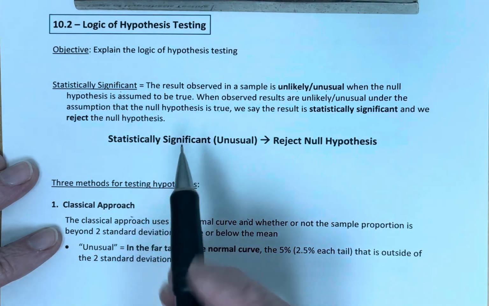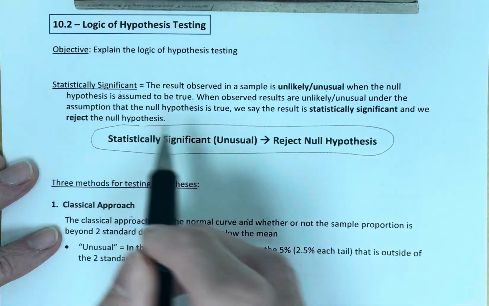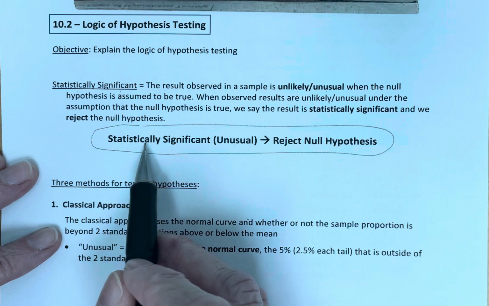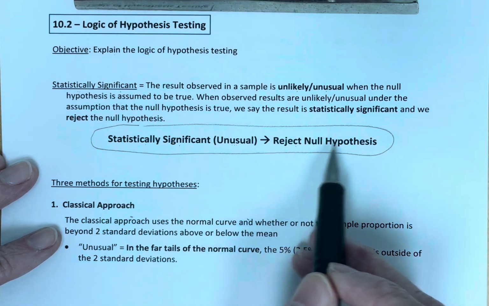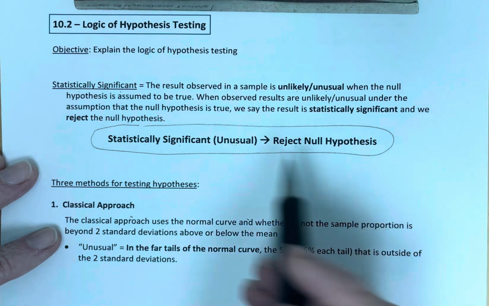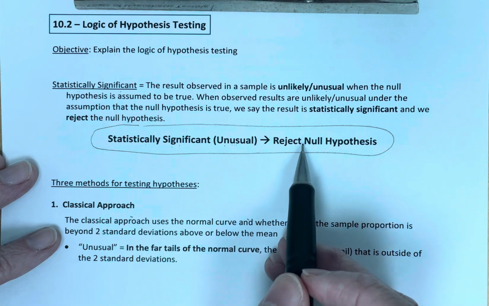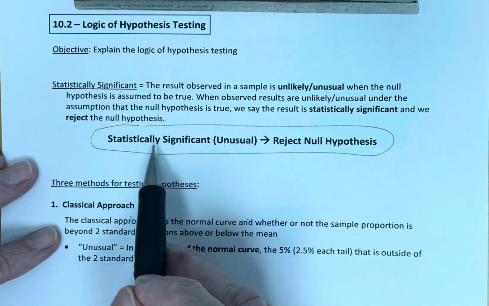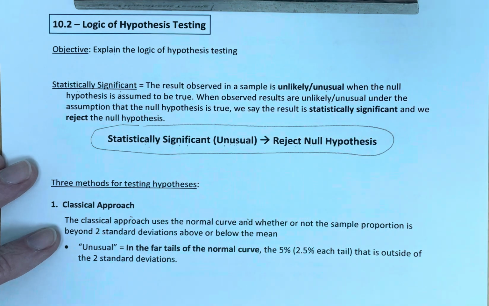So, in a nutshell, here it is right here. When something is unusual, it is statistically significant. When it's unusual, we're going to reject the null hypothesis. Our data suggests that what happened here is unusual. Therefore, what we thought was true, we're going to reject. Okay, statistically significant, unusual, we reject the null hypothesis.